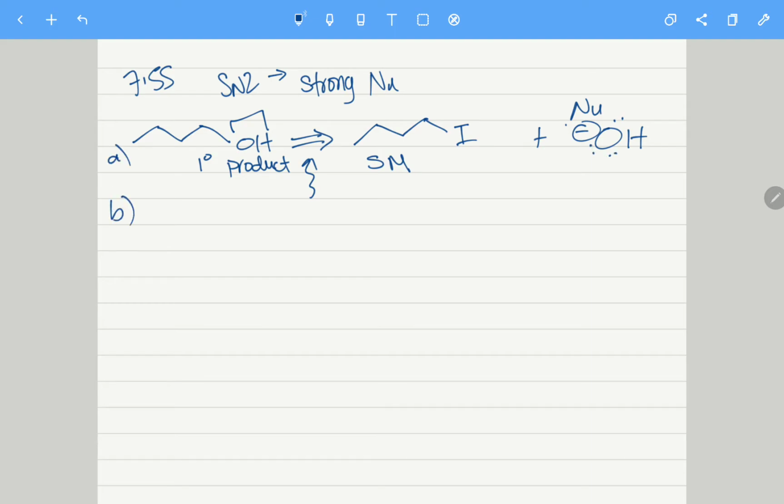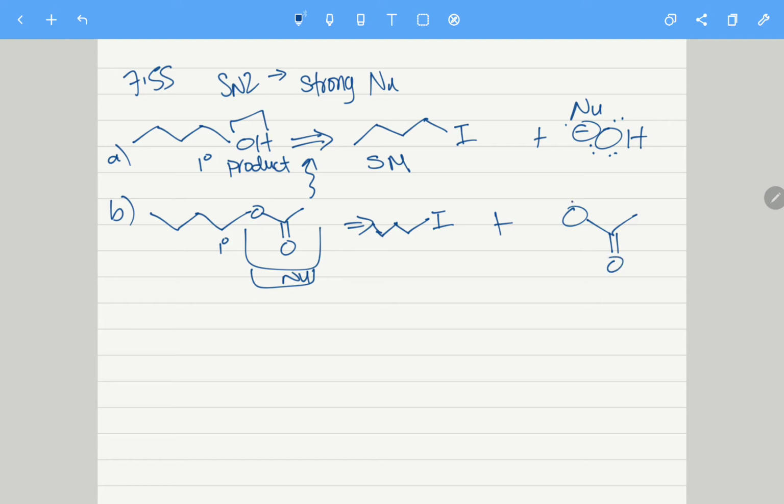For B, it says I have this compound. And again, this is primary because that's just one carbon attached to that position. So thinking backwards, again, I want to use an iodide because that's what the question said has to be my leaving group. And I need to make a nucleophile out of this thing. So since it's primary, it has to be a negative charge. So I'm going to use acetate ion.